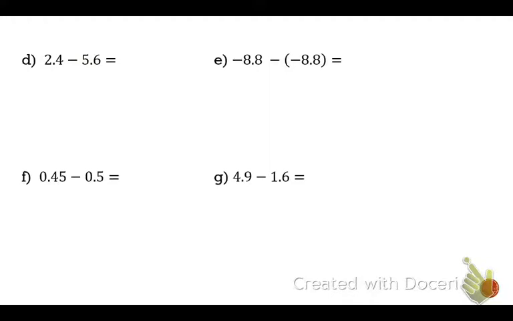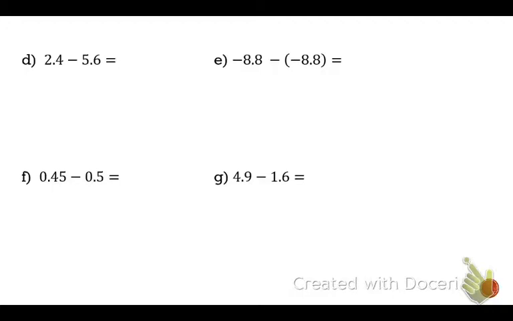All right, so today we said we're subtracting rational numbers. Remember, rational numbers are going to be both fractions and decimals. So now we're going to do a few examples. Same rules still apply, but now we're going to be using decimals. 2.4 minus 5.6. Same sign or different sign? Different sign. What do I have to do?